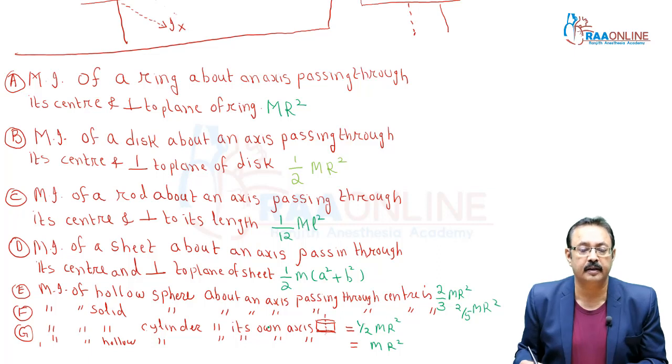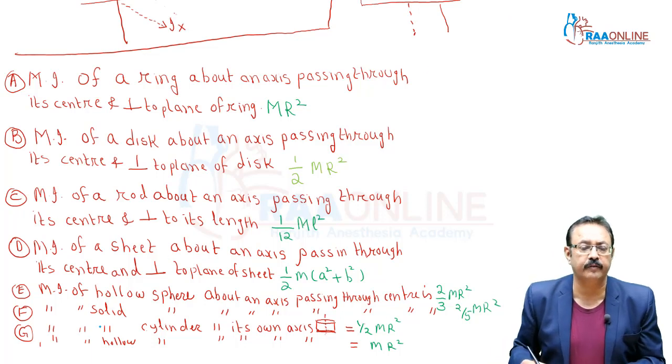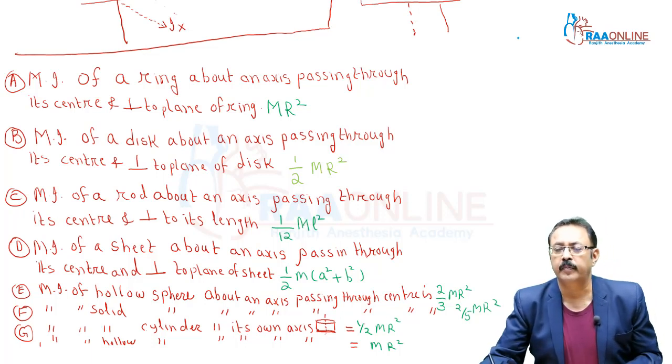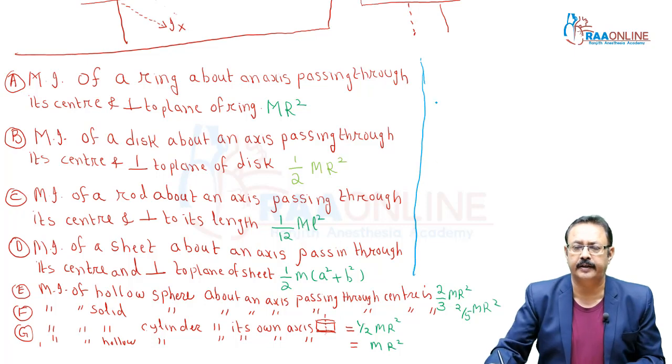It means, see, suppose I want to calculate the moment of inertia of a rod about an axis passing through one of its ends.